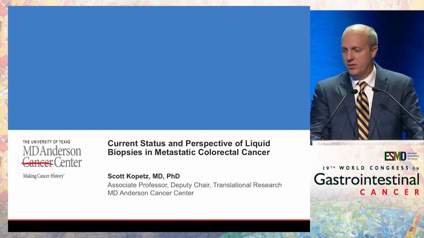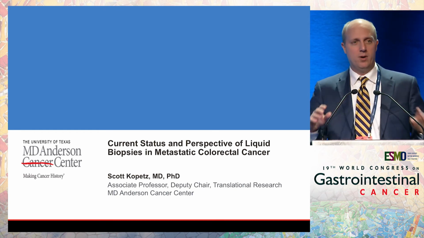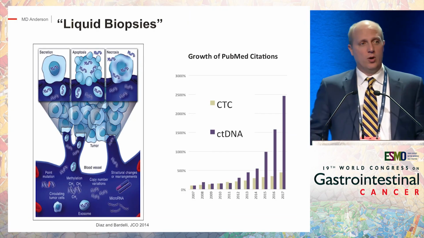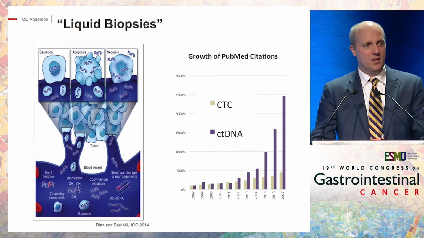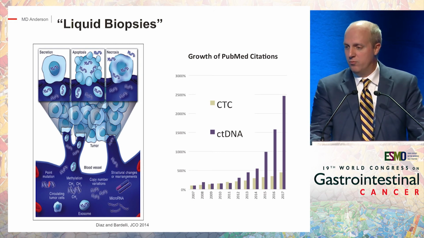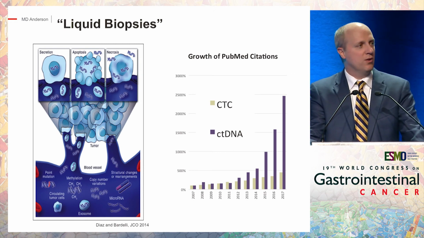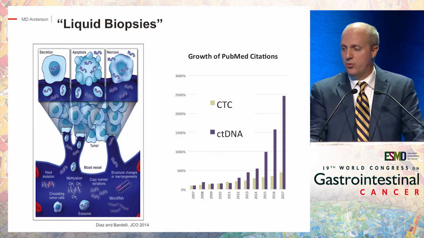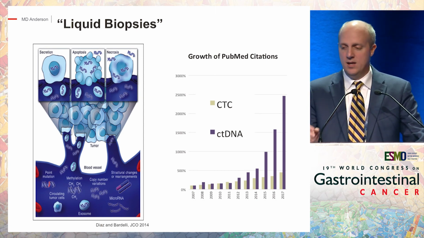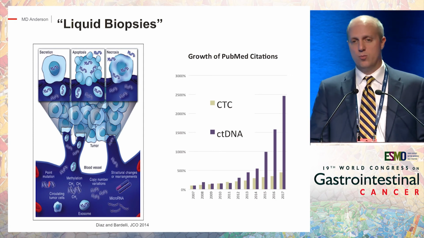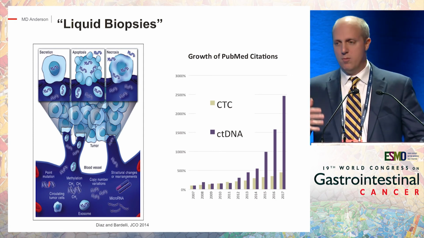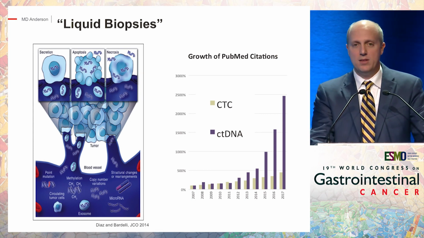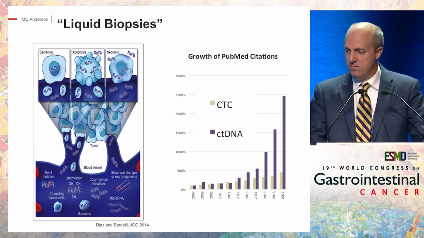So I'll be talking about the current status and perspective of liquid biopsies in metastatic colorectal cancer. I wanted to start with a bit of a definition. I think most are familiar with the idea of liquid biopsies, but it's really a fairly diverse set of technologies that include both circulating tumor DNA as well as circulating tumor cells. And there's also an emerging area of research looking at exosomes, methylated DNA, and others.